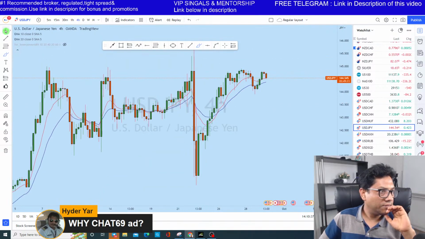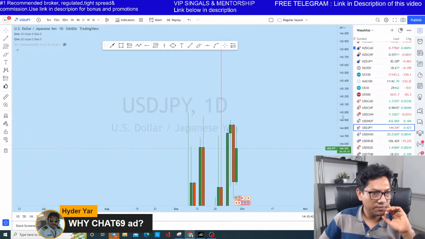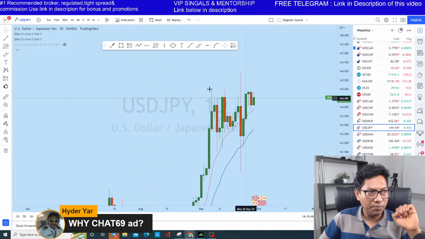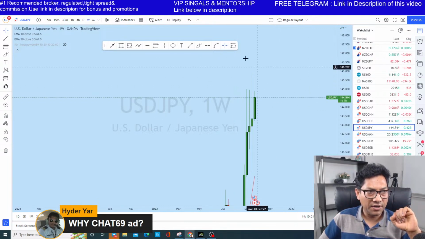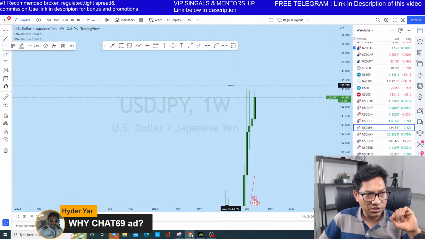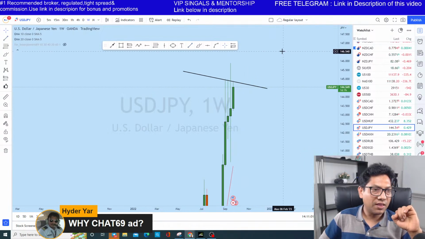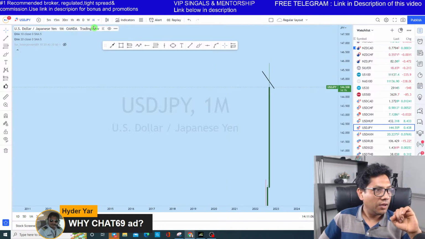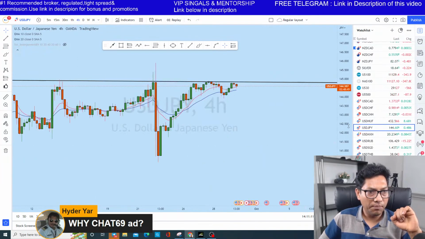Okay, dollar yen, let me look at the daily. It is not unusual to see some breakdown in dollar yen. Price action is bullish, but it is not impossible to see. So this is the weekly trend line here. It is a bullish market, but because the monthly candle is closing, this is the monthly candle, the price is at the top, so it is not unusual to see some breakdown in dollar yen.